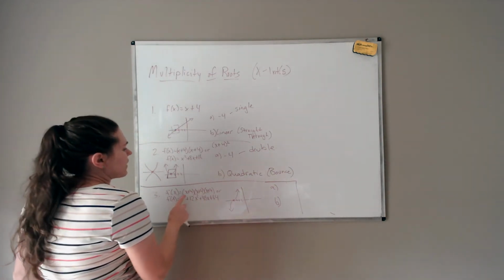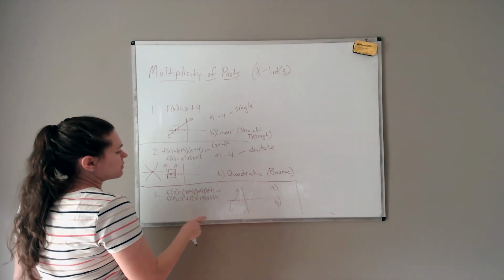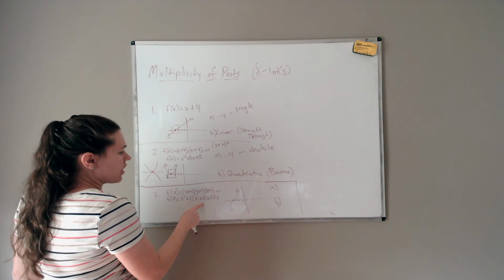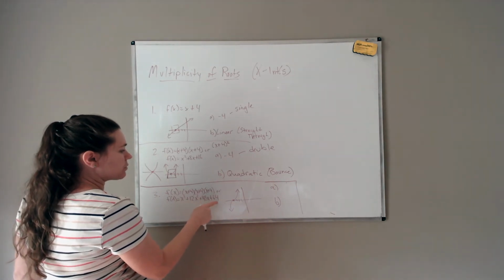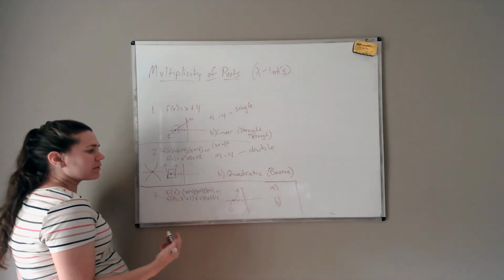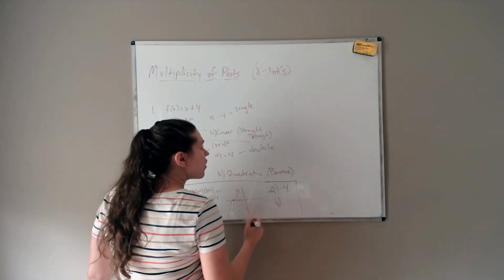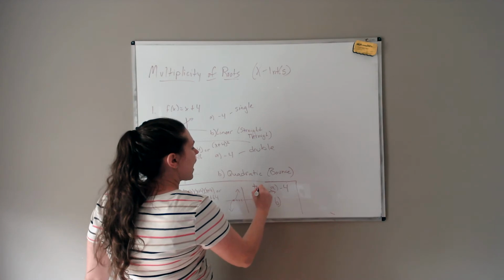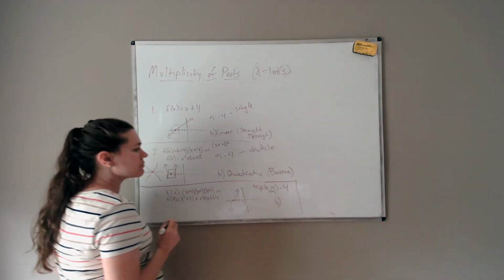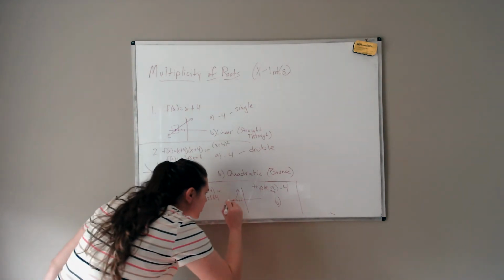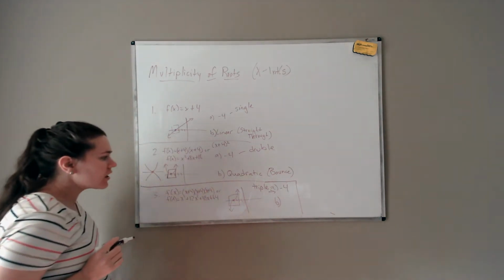Now, in the third, you have x plus 4 times x plus 4 times x plus 4. So this polynomial is x to the third plus 12x squared plus 48x plus 64. But how many x-intercepts are there? There's only one x-intercept, but how many times did you have that? You had it 3 times. This has a triple root of -4.